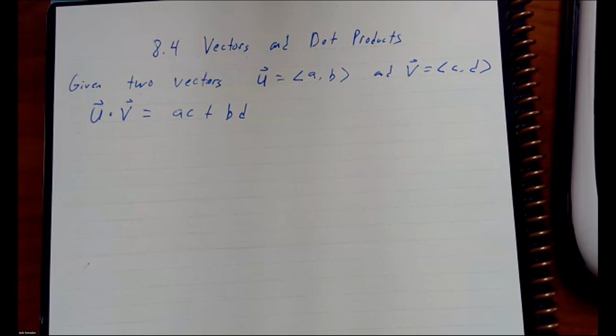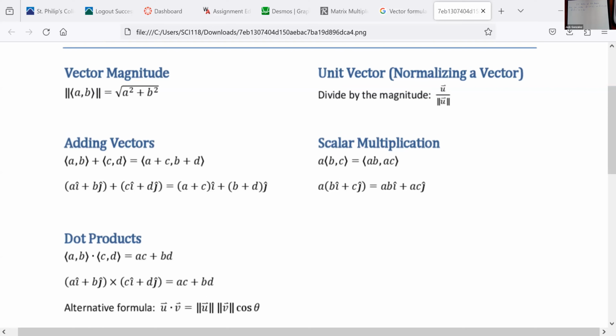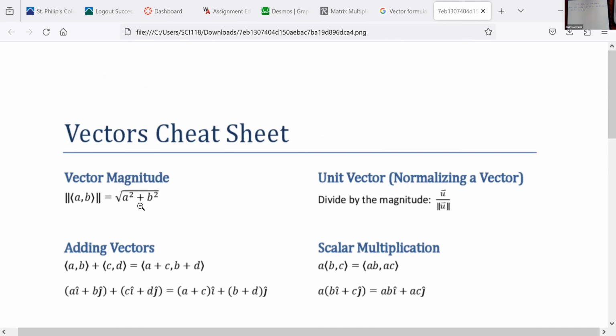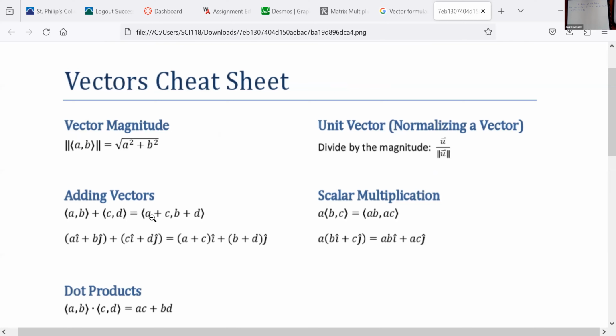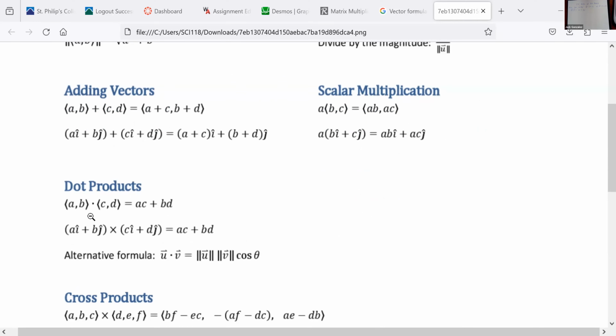Let's go ahead and look at it. The magnitude, and we already talked about this. Unit vector, right? You divide the vector by its own magnitude. If you add vectors, you only add the components, right? Here are the two different notations we used last time. Scalar means you multiply a number times your vector, and it only multiplies on each component.